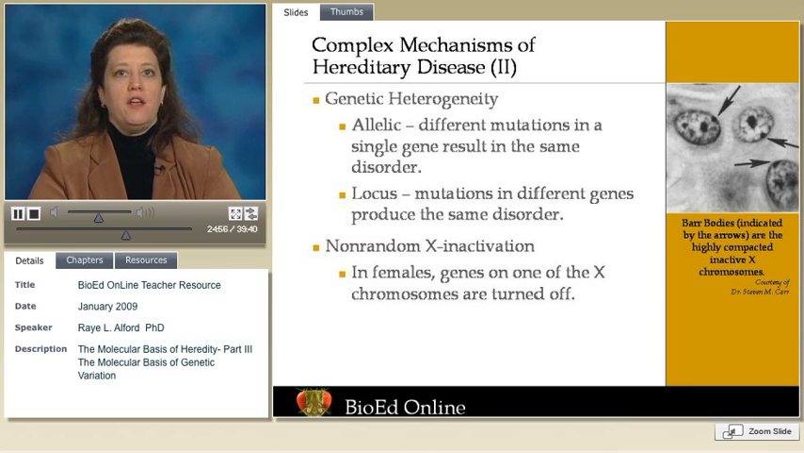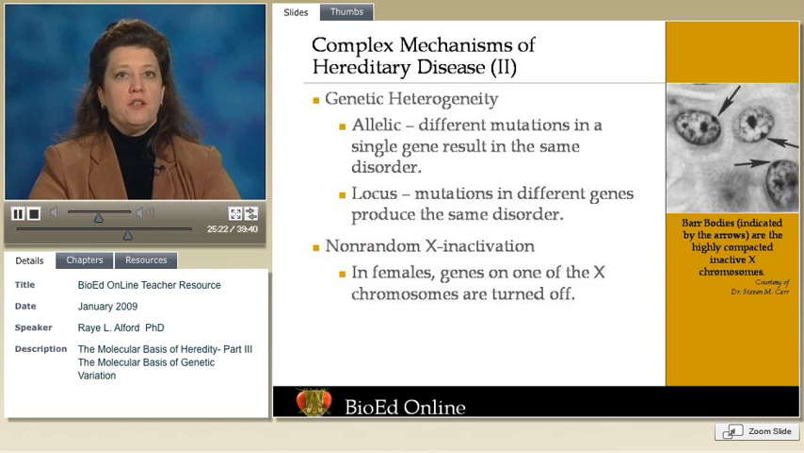Locus heterogeneity occurs when a particular disorder is caused by mutations in more than one gene. Understanding locus heterogeneity is important for selecting the proper DNA tests to order for a patient, interpreting DNA test results, predicting disease severity based on those DNA test results, and predicting disease risk for family members.